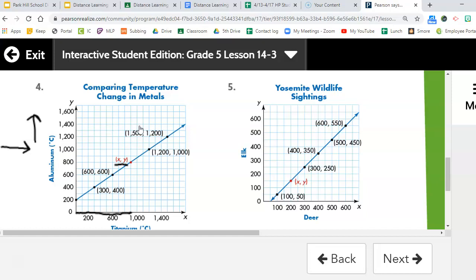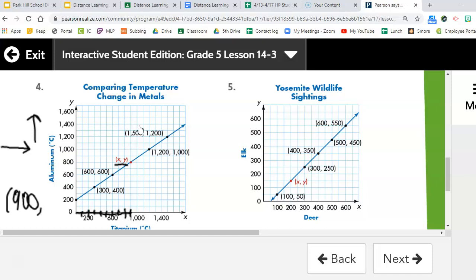Okay, now I notice that it jumps from 600 to 1,000. So I'm going to think, okay, here's 200. So maybe it's going by 100s. 100, 200, 300, 400, 500, 600. That would make sense. So I think it's going by hundreds. 700, 800, 900. So that means my x coordinate is 900.